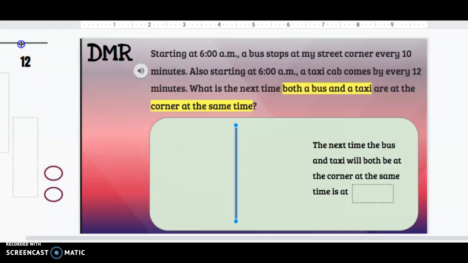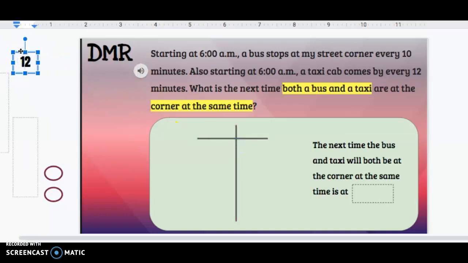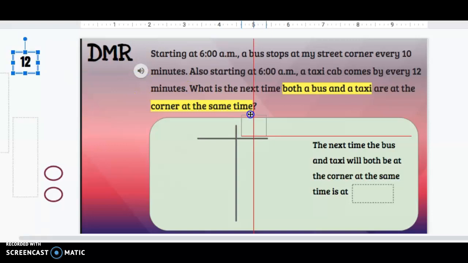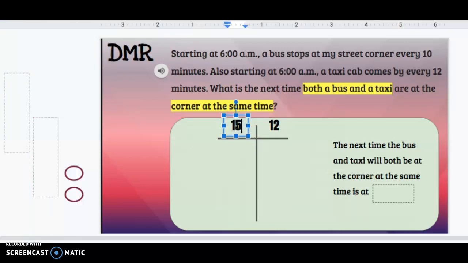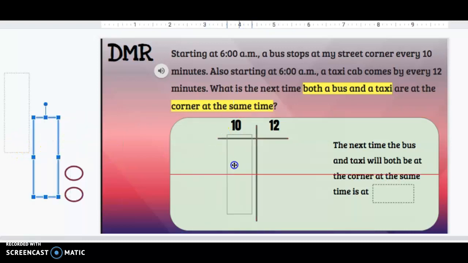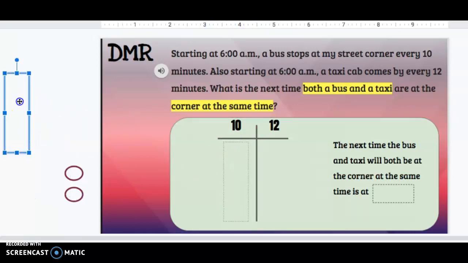LCM. So we have to make our T charts. We have to put 12. Then if I'm scrolling over, I have to put 10. And then I put my text boxes below so I can list my multiples of both numbers.